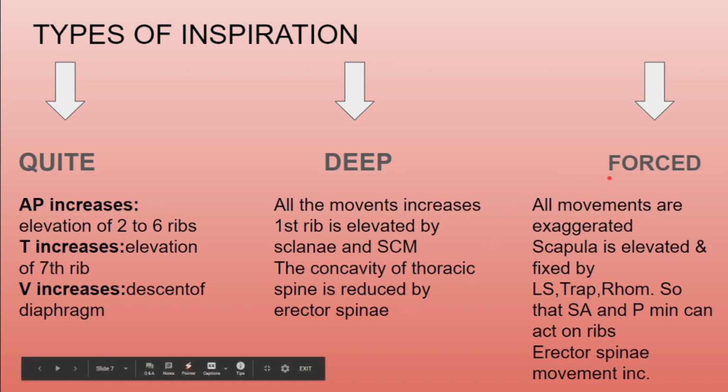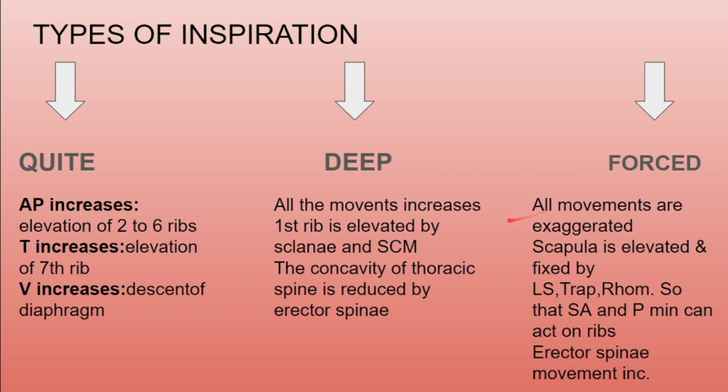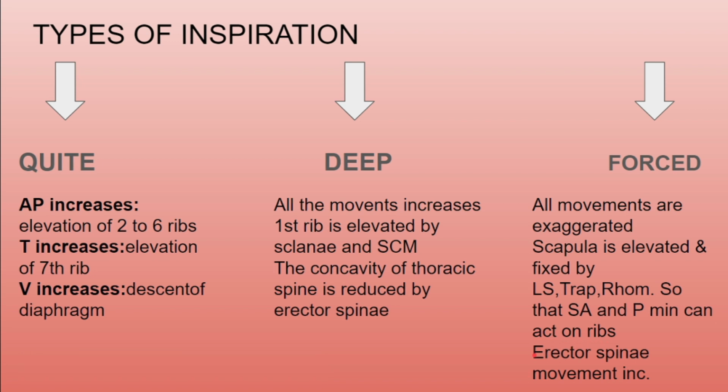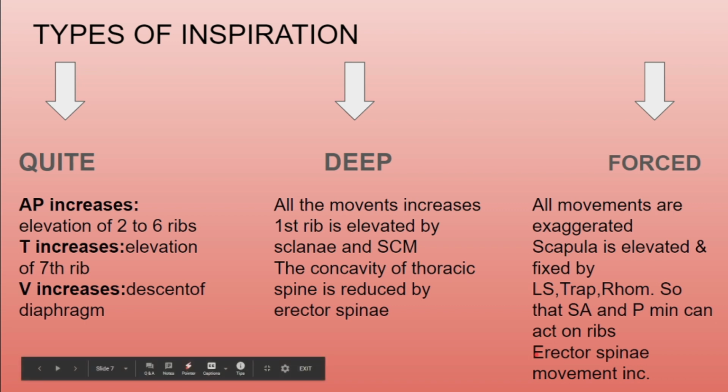Okay, now for the forceful inspiration. All the movements that were in the quiet and deep inspiration are exaggerated in the forceful inspiration. Here the scapula is elevated and fixed by the levator scapulae, trapezius and rhomboid muscles, so that the serratus anterior and the pectoralis minor muscle can easily act on the ribs and elevate them. The erector spinae muscle movement is also increased in order to reduce the concavity of the thoracic spine.